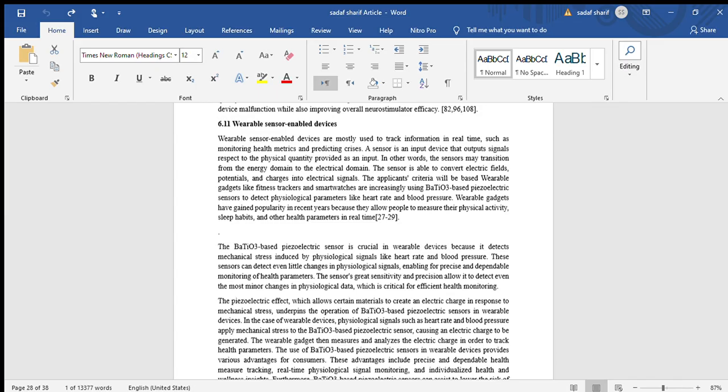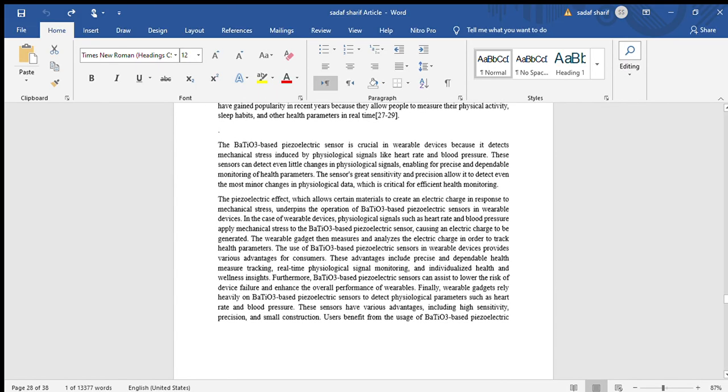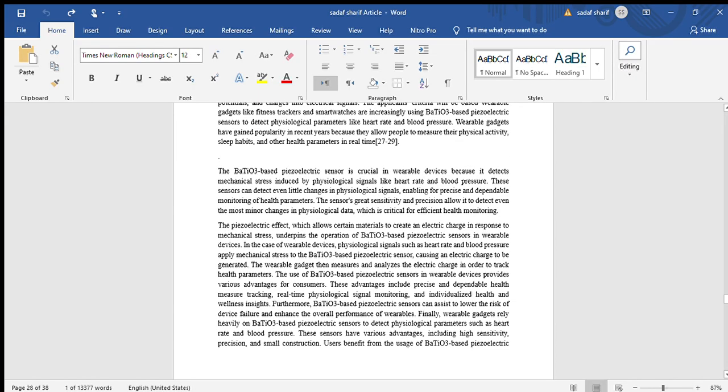Wearable gadgets have gained popularity in recent years because they allow people to measure their physical activity, sleep habits, and other health parameters in real time. The barium titanate based piezoelectric sensor is crucial in wearable devices because it detects the mechanical stress induced by physiological signals like heart rate and blood pressure. These sensors can detect even a little change in physiological signals, enabling precise and dependable monitoring of health parameters. The sensor's great sensitivity and precision allow it to detect even the most minor changes in physiological data, which is critical for efficient health monitoring.